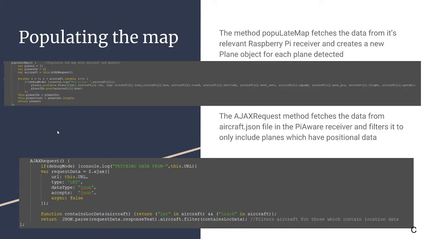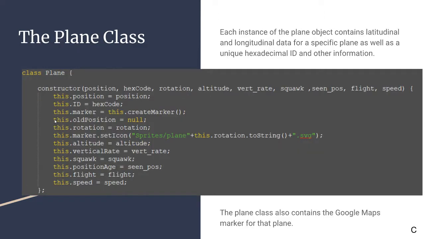So populating the map is the main thing we need to do in the receiver class. We do this by making an AJAX request to each Raspberry Pi, for one Raspberry Pi per receiver class, and using this data we generate a list of plane objects, and that's the receiver class.